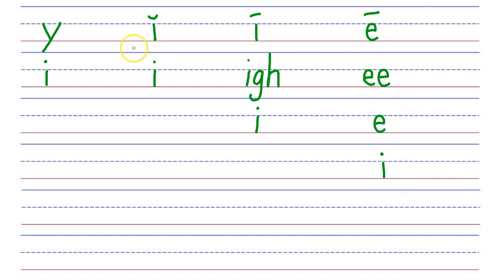So we have phonograms for each of these sounds, and now that we're learning the letter Y, we just get another phonogram for these sounds. So here's the consonant Y, Y. Here's a Y that says I, a Y that says I, and a Y that says E. We have all these ways to spell these sounds.